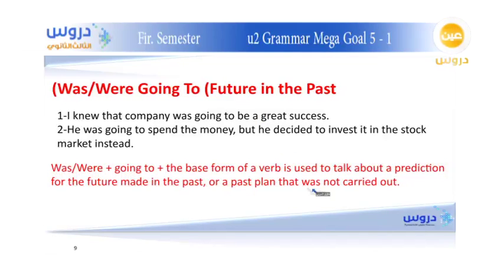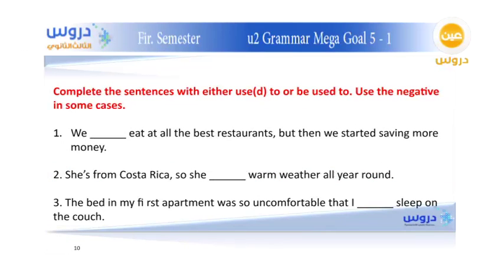And also we can use it for a past plan that was not carried out. So for example, he was going to spend the money. This is the past plan, and he didn't carry it out because he decided to invest it in the stock market instead. So these are the uses of was or were going to.